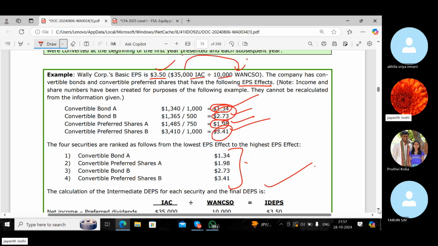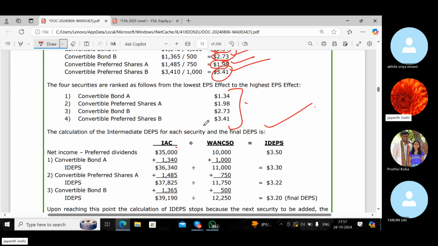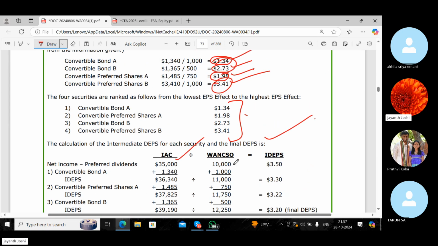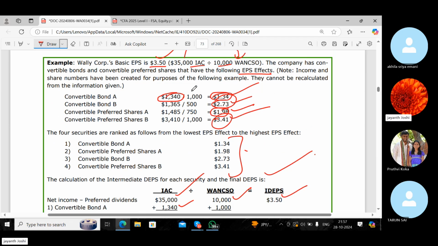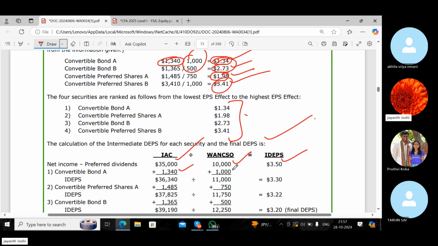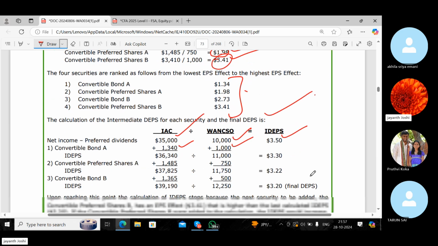Now I'll find out the basic EPS. I'll find out the diluted EPS. So I take the income available to common shareholders. And this is my intermediate diluted EPS. Now I have to find out the final one. Then I will add this as per the ranking to my income, and this is convertible. This is converted into how many bonds? 1,000. So I take that as well. I add here, and then I add this too and I get this. I add this too, I get this, and my EPS has got diluted.